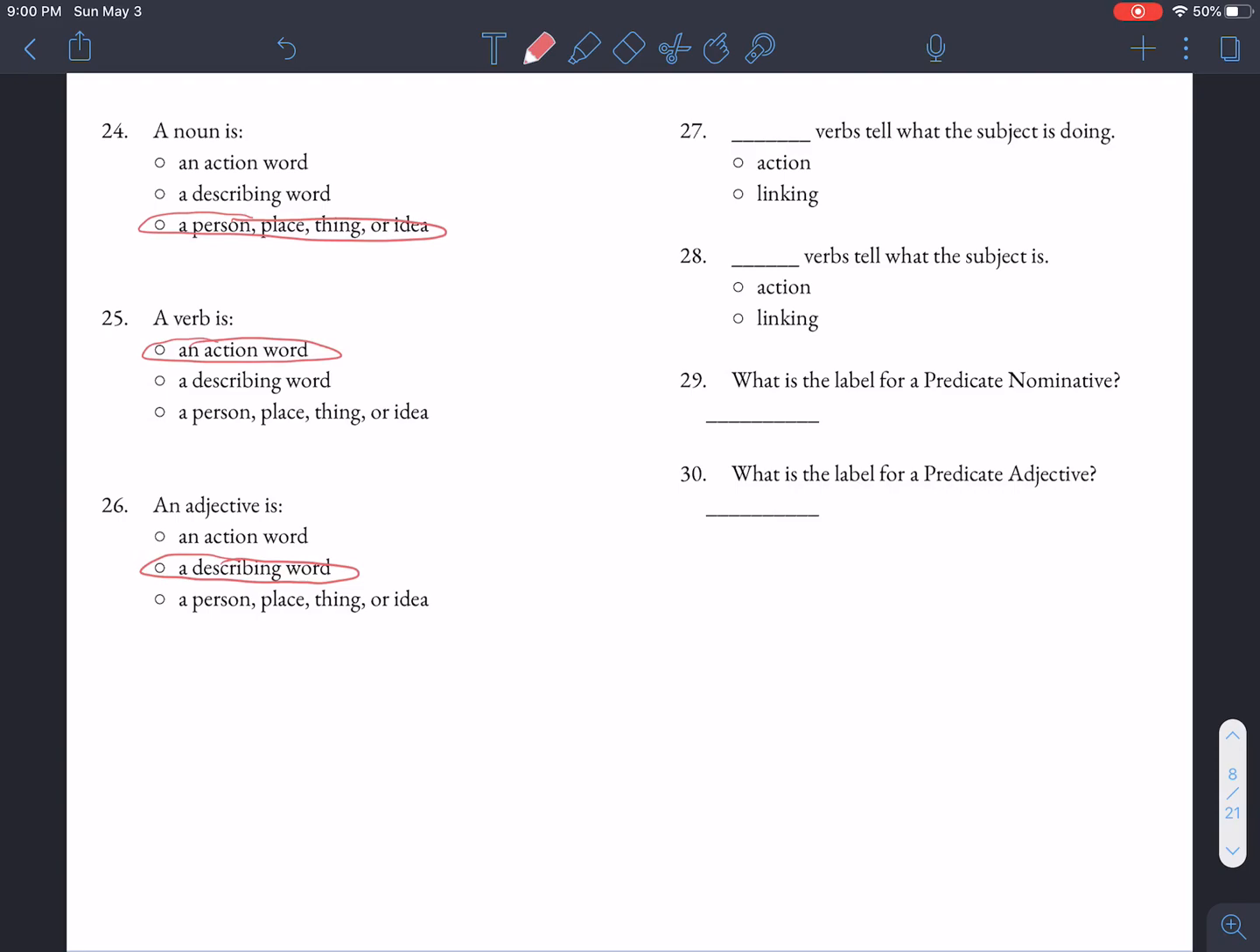Now, number 27. Blank verbs tell what the subject is doing. So if somebody's doing something, that's an action. As opposed to blank verbs that tell what the subject is. That's a linking verb. Next, number 29. What is the label for a predicate nominative? The answer for that was PRN. And number 30. What is the label for a predicate adjective? The answer was PRA.